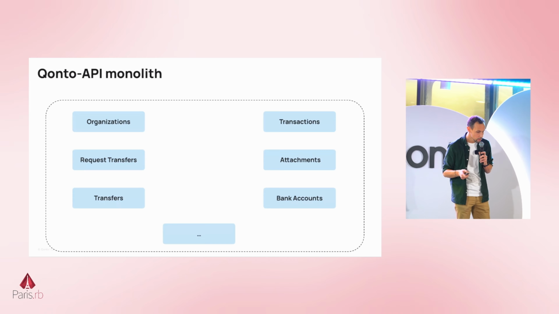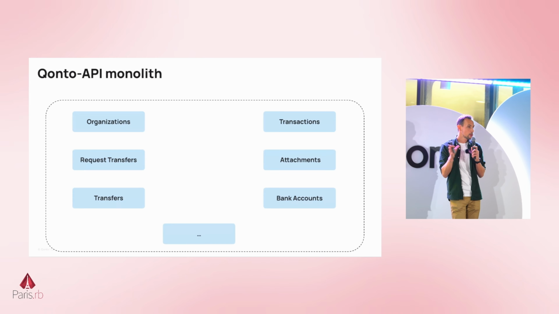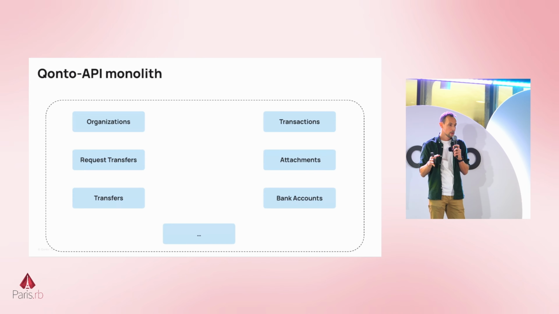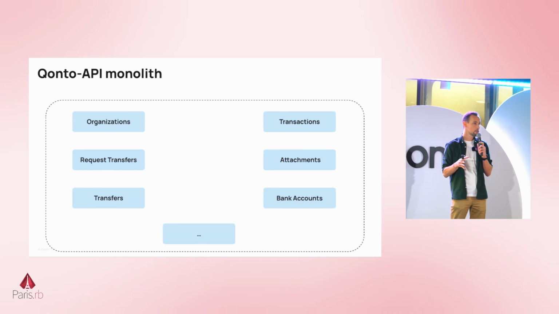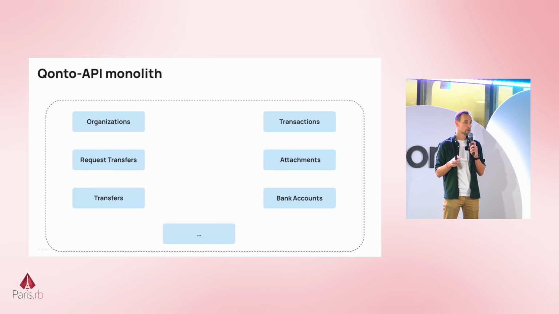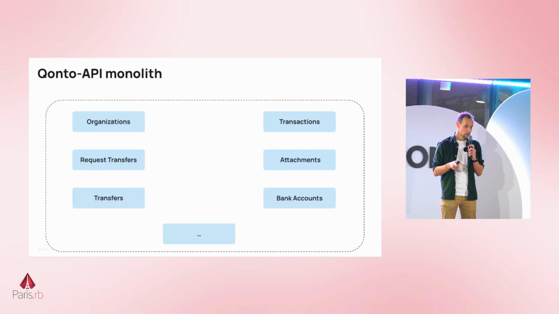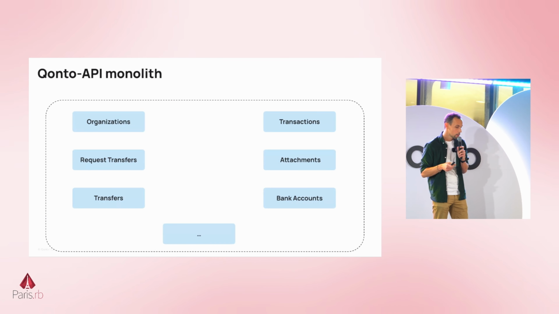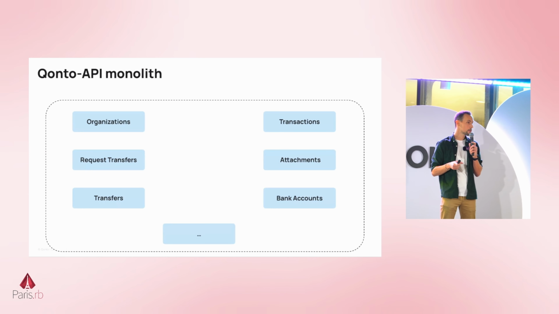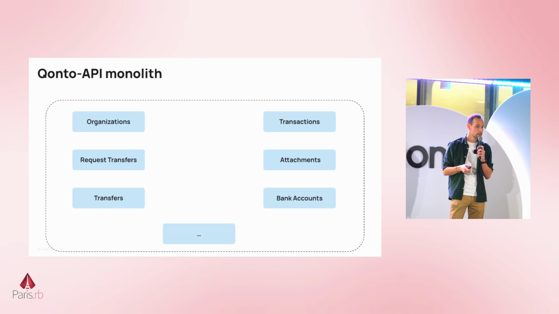So at the beginning at Qonto, there was only one team, right? It was a small team of engineers, and one of the applications that they built was a Ruby on Rails monolith, which is called Qonto API. This application handled a lot of different things, creating bank accounts, making transfers, etc. So it had quite a lot of responsibilities.